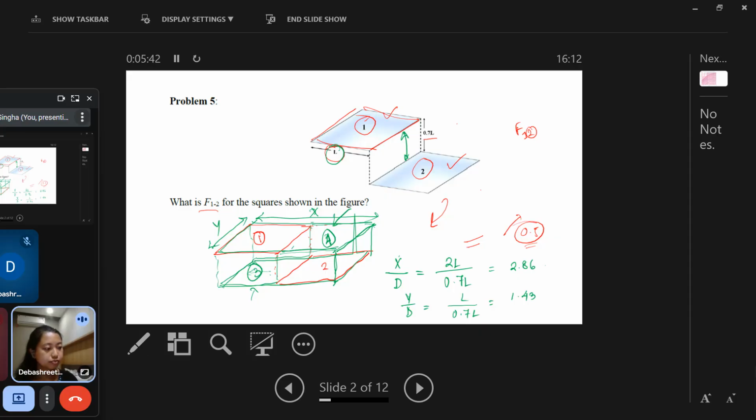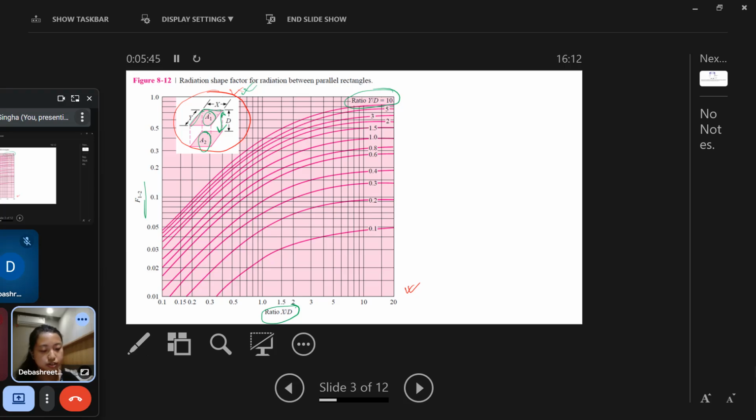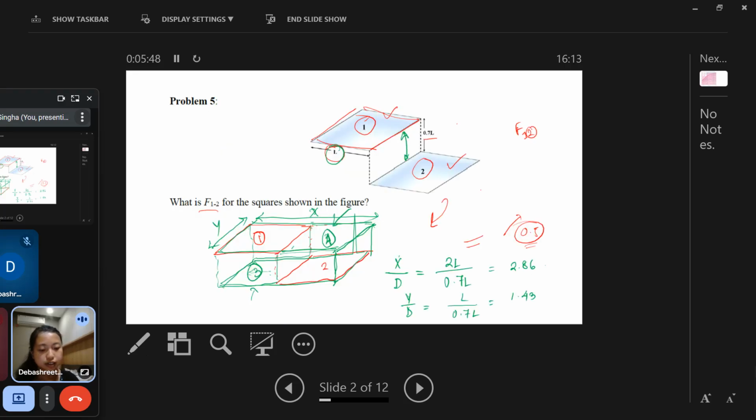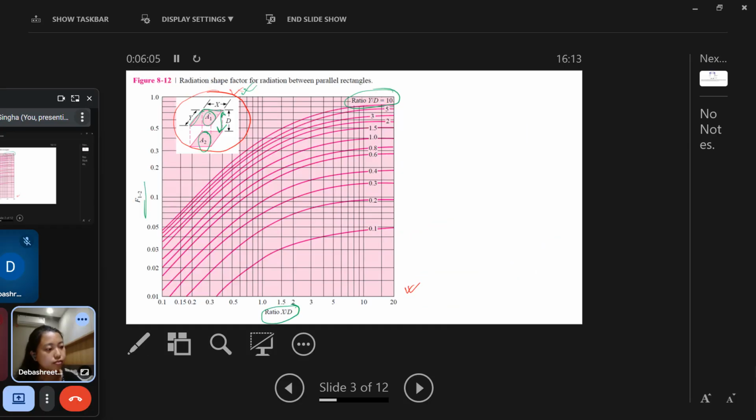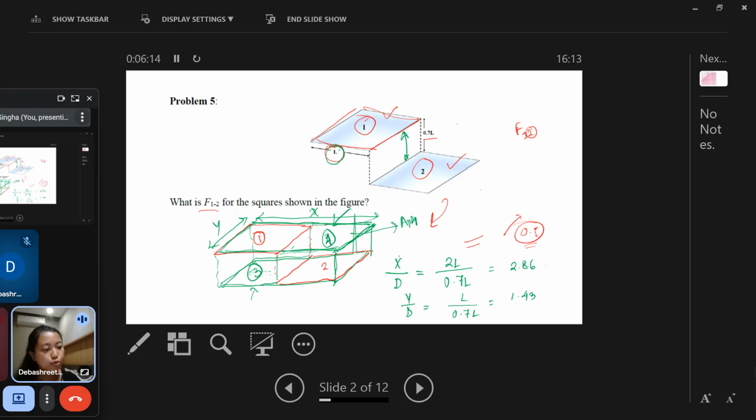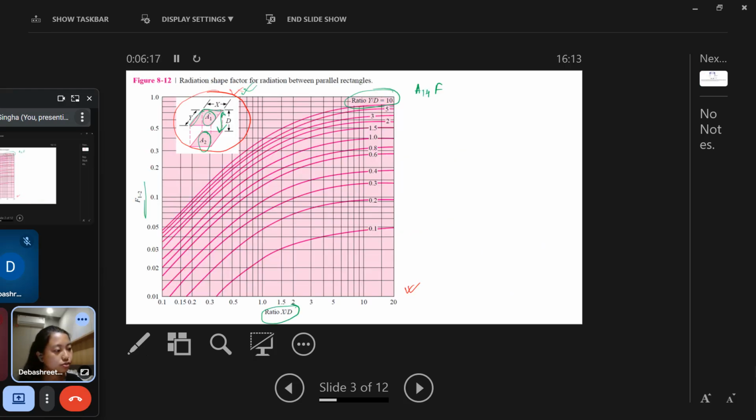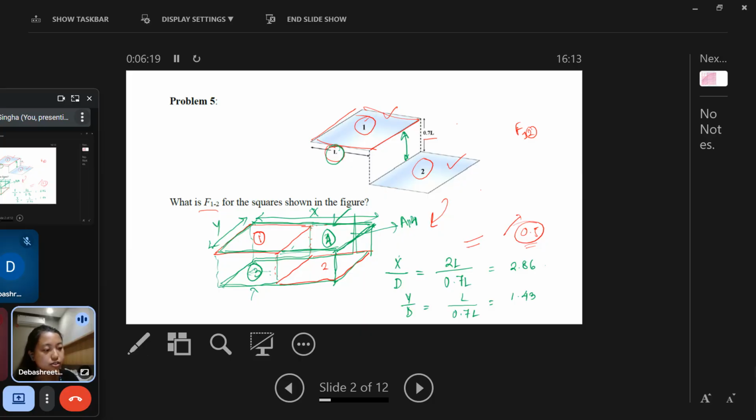Now we have to play with this geometry here. We can write this whole one, the area of this whole one, as A14. Just denote it by A14. I write A14 F(14→32), that means the energy emitted by 1 and 4 and received by 3 and 2.